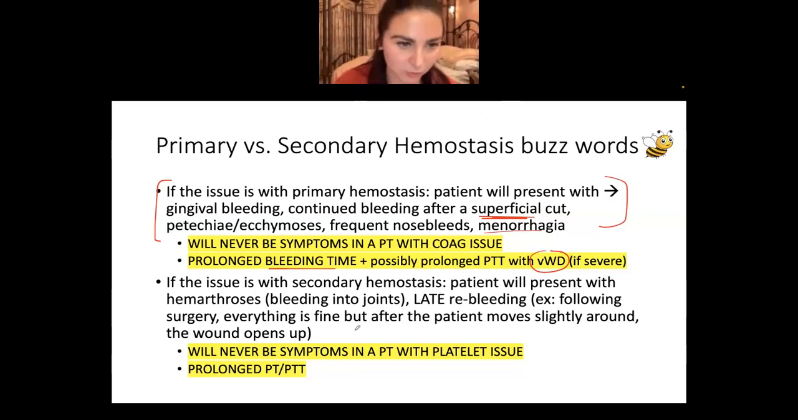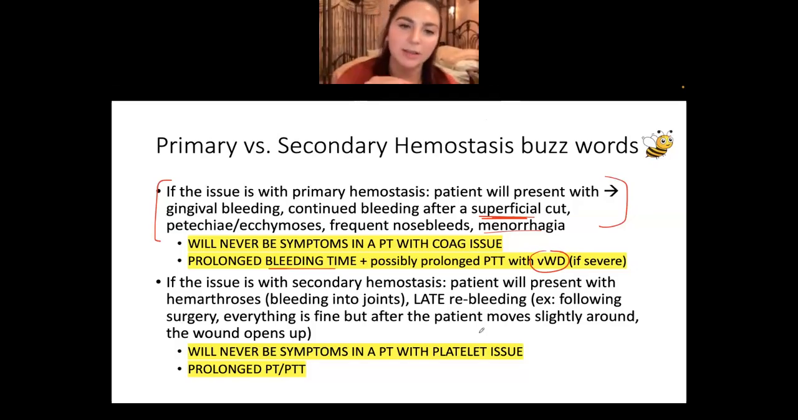Secondary hemostasis disorder questions, what we did today, the patient's going to present with really intense bleeding. So hemarthroses, they're bleeding into their joints. Late rebleeding. So following surgery, everything's fine. Let's say the patient gets their appendix out. Following surgery they're fine, but now they get home, they get put in bed, and it starts gushing again. You're like, whoa, that shouldn't happen.